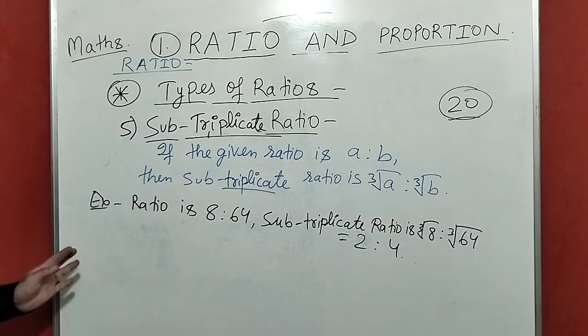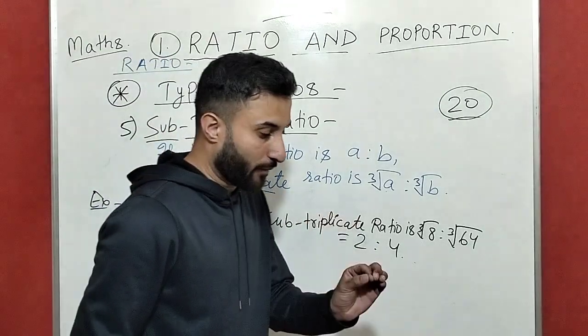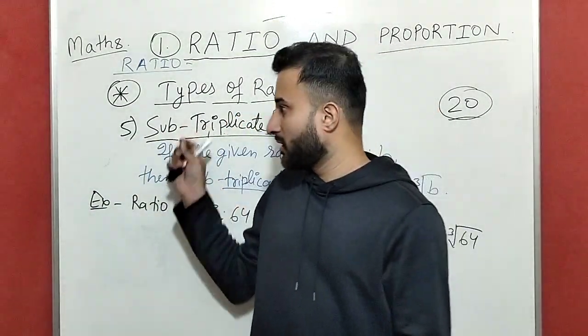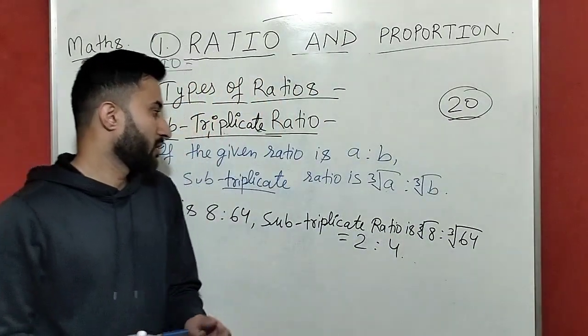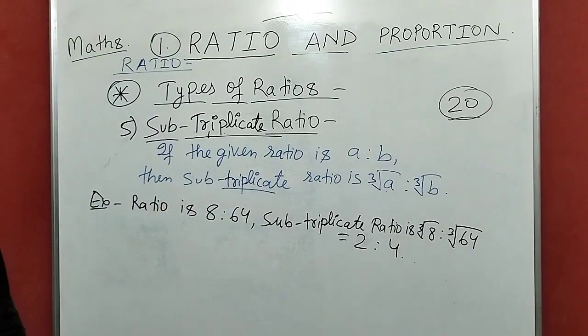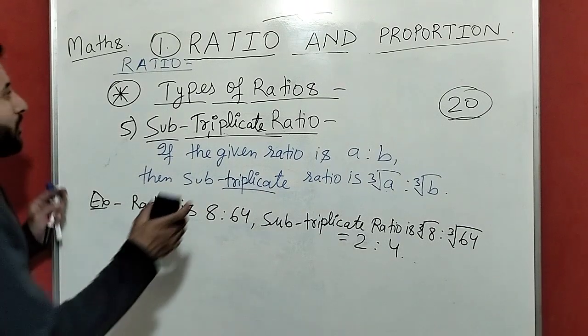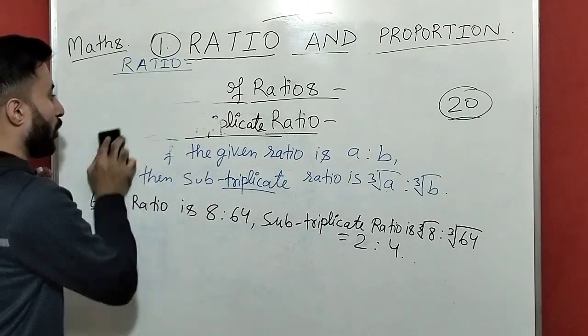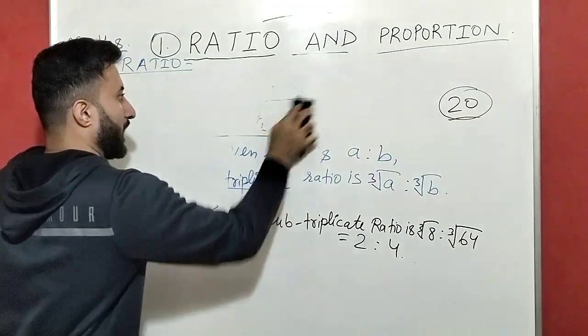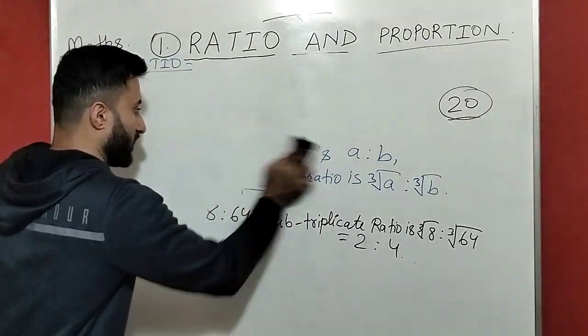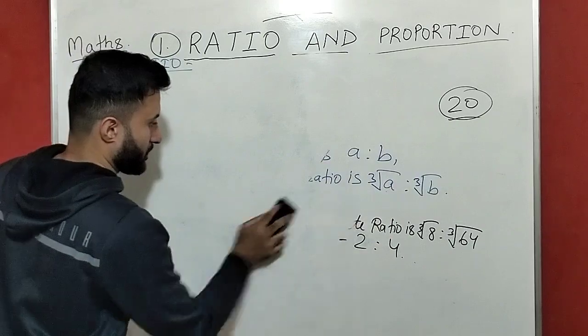So guys, these are the types of ratio. Very, very important, guys. You have to remember the types of ratio because in the examination, from these types of ratio, you are going to get a question that is very important. So sub triplicate, copy it down. Now the last topic for this ratio, which is again very important from the examination point of view.